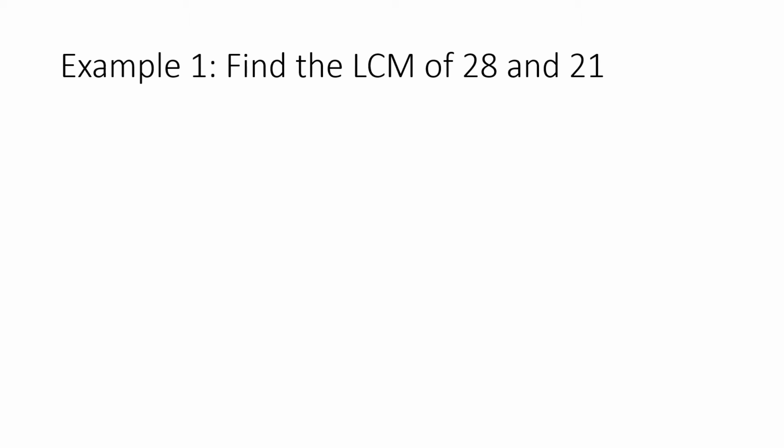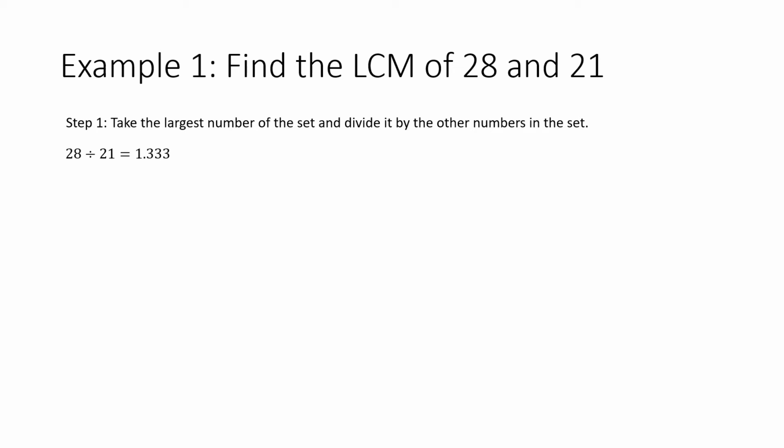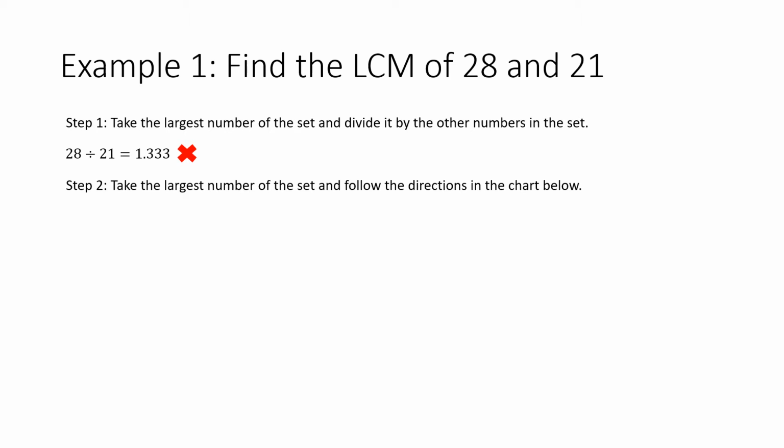Example 1. Find the LCM of 28 and 21. So the first step is we're going to take the largest number of the set, which would be 28, and we're going to divide it by the other numbers in the set, which would be 21. So we're going to do 28 divided by 21. As you can see here, I get a decimal of 1.333. So that doesn't work, and that means that the LCM is not going to be 28. So since the LCM is not 28, I'm going to continue on to step number 2.